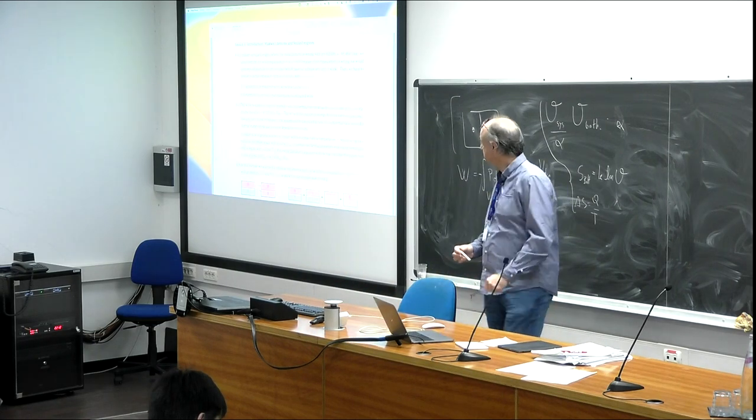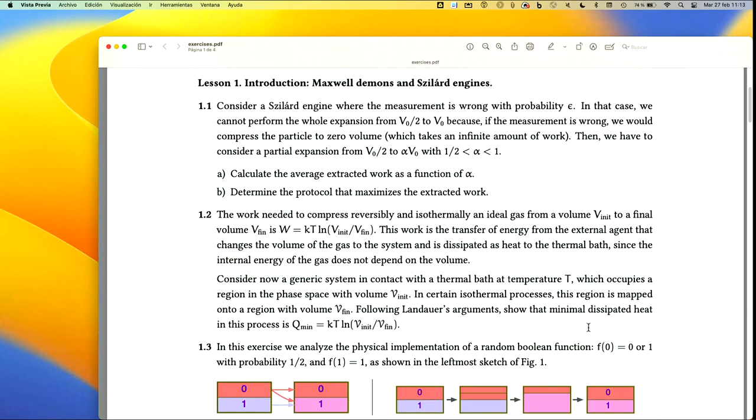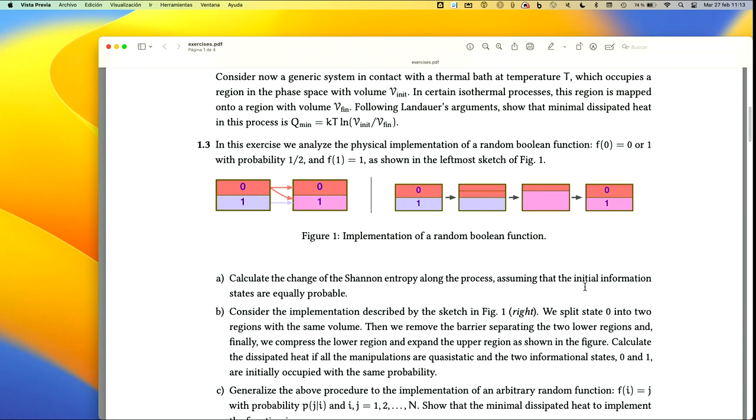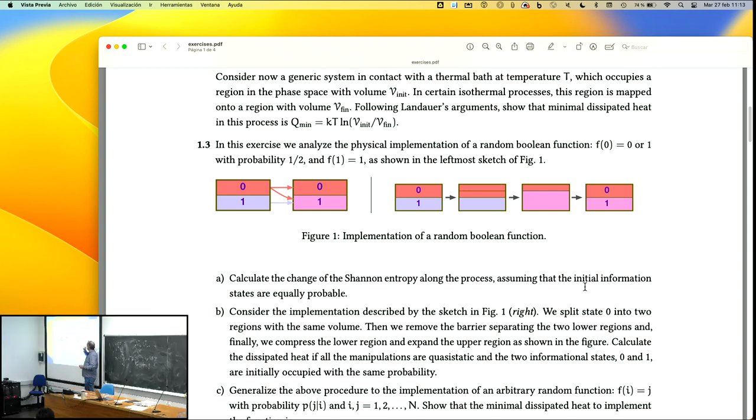And exercise three is just the application of this. Once you have this formula, you just apply it to this process. Here, the only step where you have some work, and this means some heat, is this one. So you just have to compute the work needed to do this process, and then check that this work is the generalized entropy of this state minus the generalized entropy of that state. This is the idea. So you don't have to compute the free energy. The free energy is chapter one. At this stage we didn't know the free energy. Okay, this is lesson one.